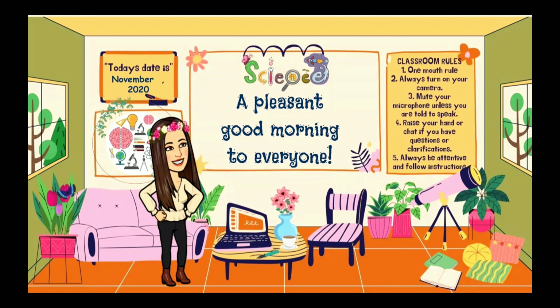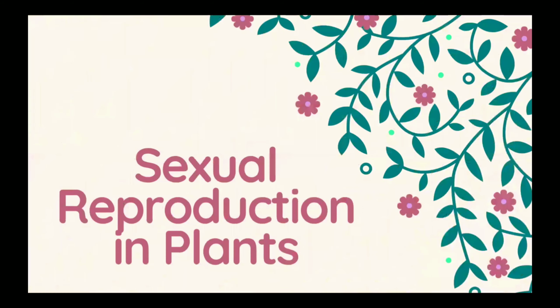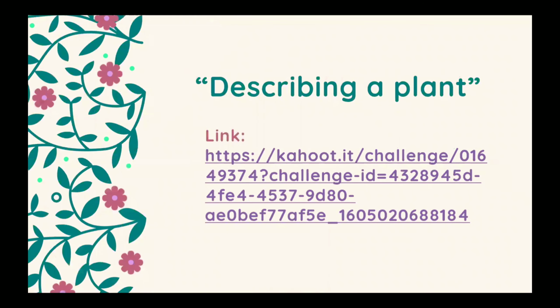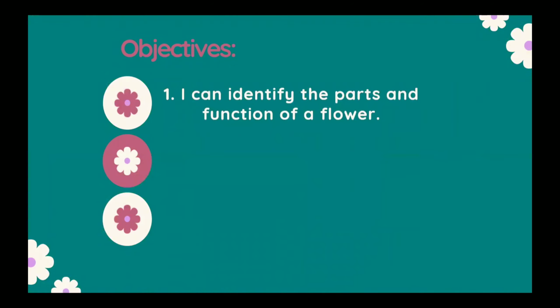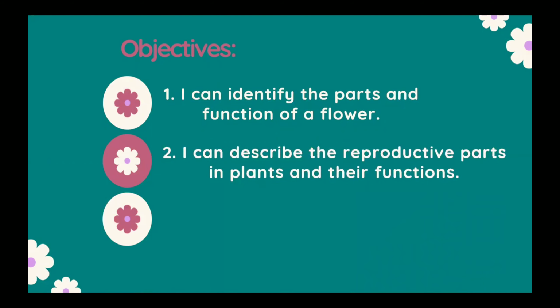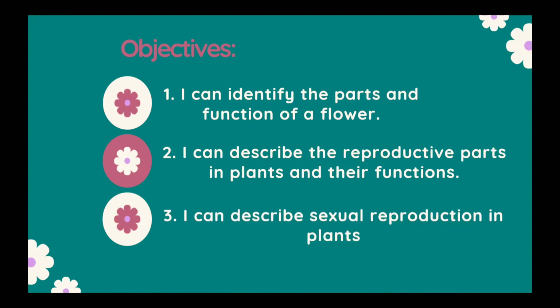In today's lesson, we will discuss sexual reproduction in plants. Our objectives for today: I can identify the parts and function of a flower. I can describe the reproductive parts in plants and their functions. I can describe sexual reproduction in plants.